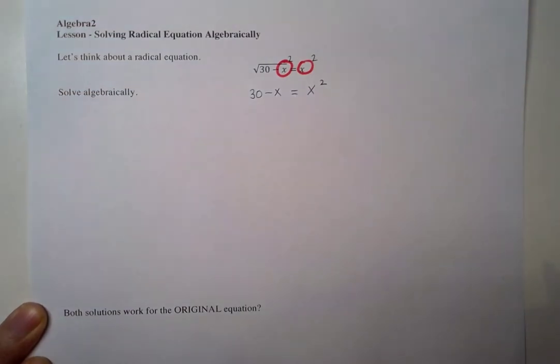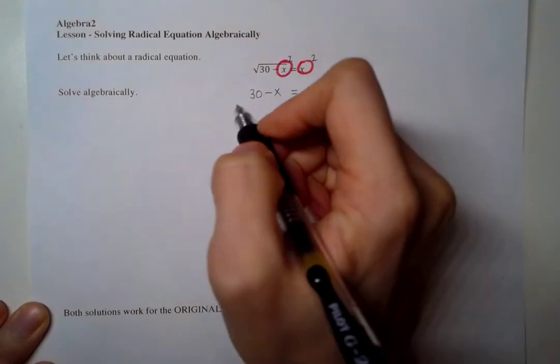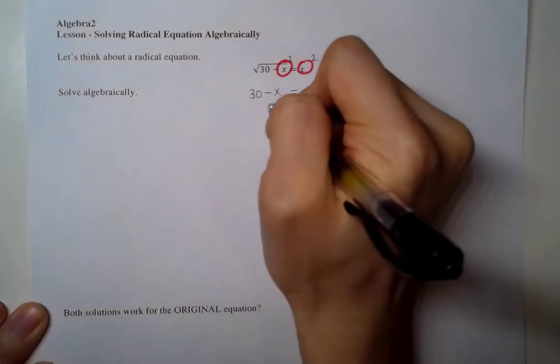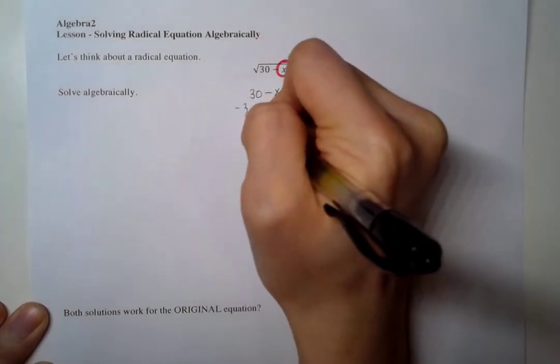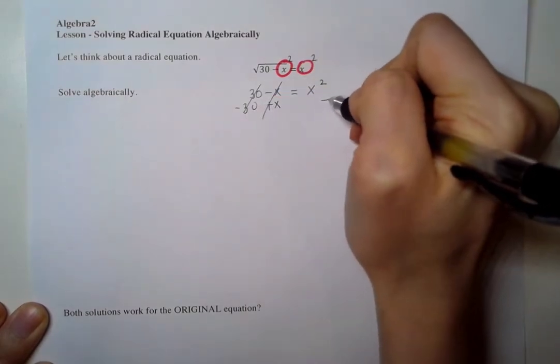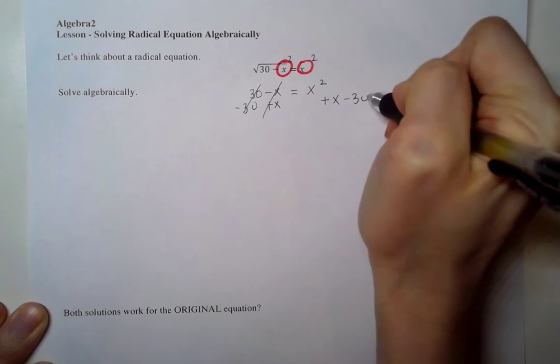There is no square root anymore, but what did you get? You got a quadratic equation, right? So we need to solve the quadratic equation to get the x value. To solve the quadratic, we need to make one side 0, right? So I'm going to do plus x minus 30 on this side, and on the other side, you do the same thing, plus x minus 30.